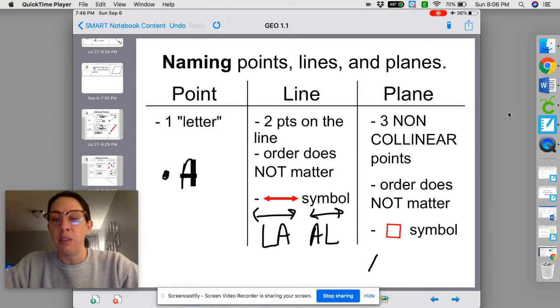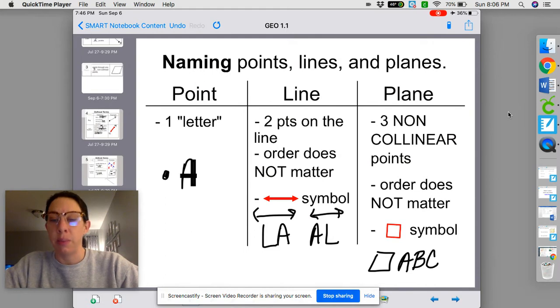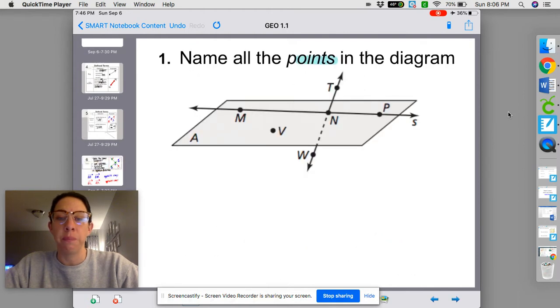And then for the plane, we use that little parallelogram symbol, and we have to use 3 points that are on the plane. And again, the order of the points doesn't matter. So plane BAC would be the same as ABC.